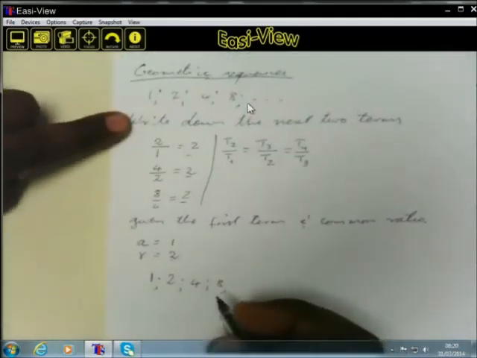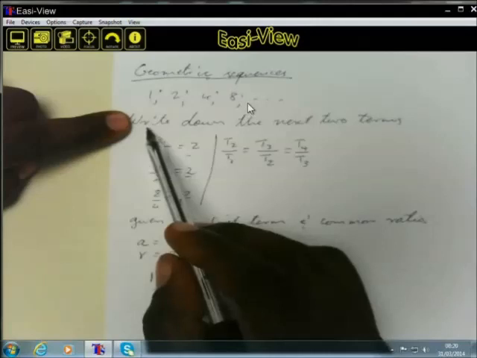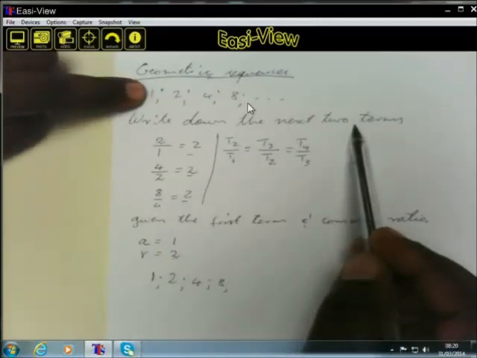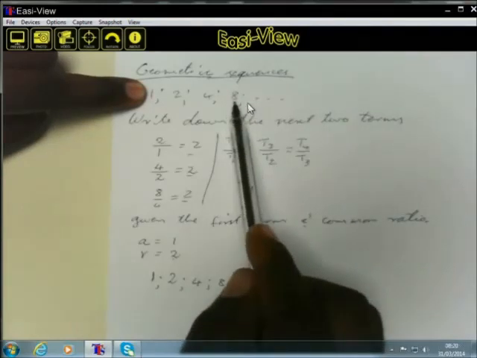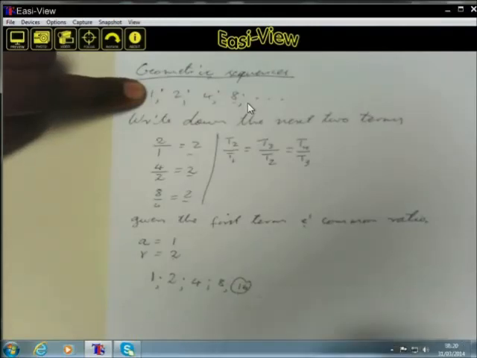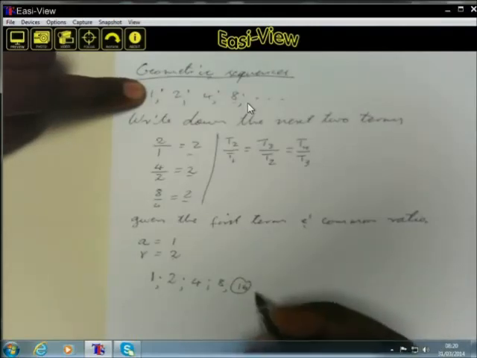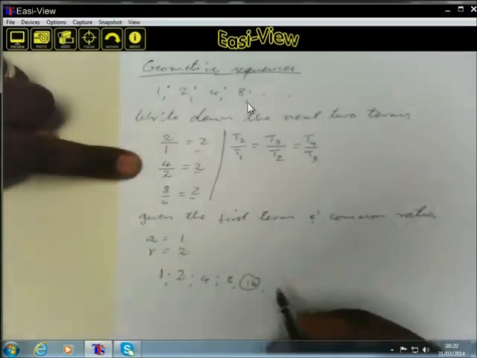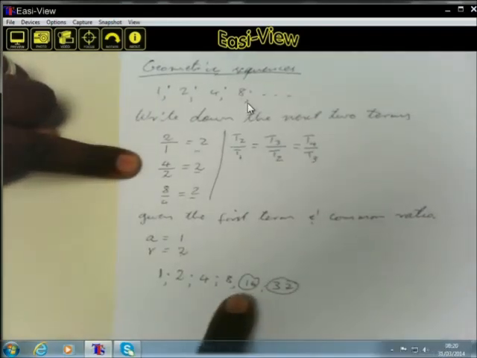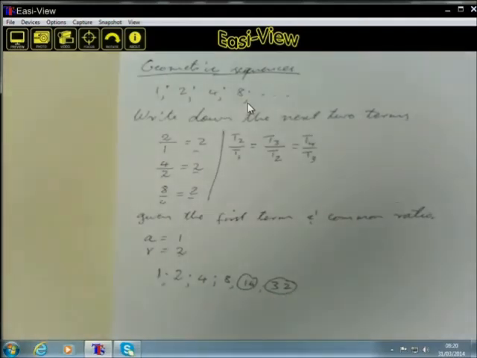Going back to that question here, because they said write down the next 2 terms of the given sequence, it means we are going to multiply this 8 here by 2, and that will give us 16. That will be the first term. And we multiply this 16 also by 2, and it will give us 32. And 16 and 32 will be the next 2 terms of this sequence here.